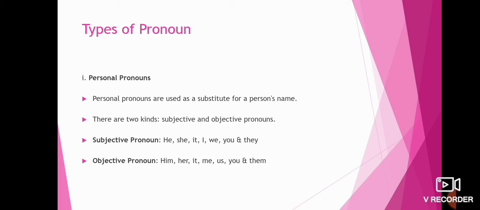Then here comes types of pronoun. The first one is personal pronoun. Personal pronouns are used as a substitute for a person's name. There are two kinds of personal pronoun. First is subjective pronoun while the other is objective pronoun. Personal pronoun is the very name mentions कि हम इसको person के name की जगह जो है हम इसको इस्तेमाल कर लेते हैं. And there are two types of this.